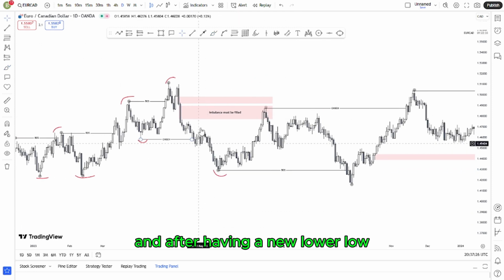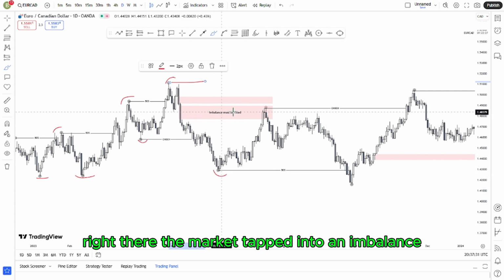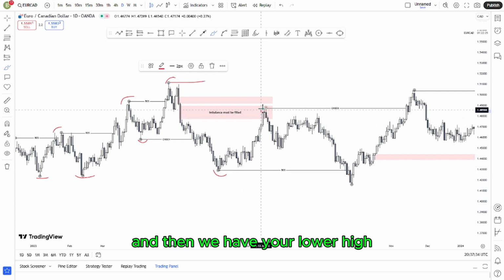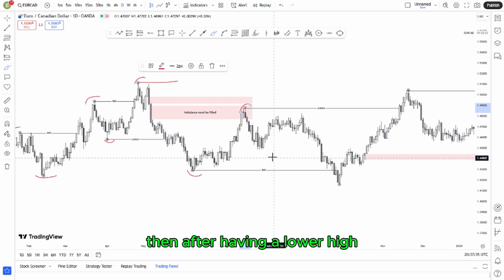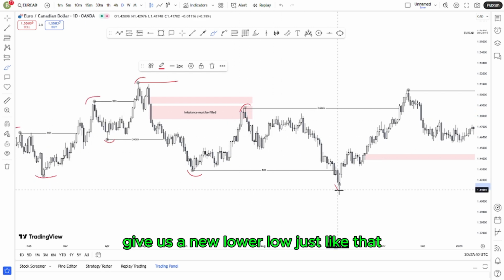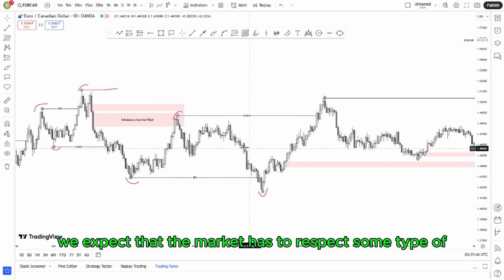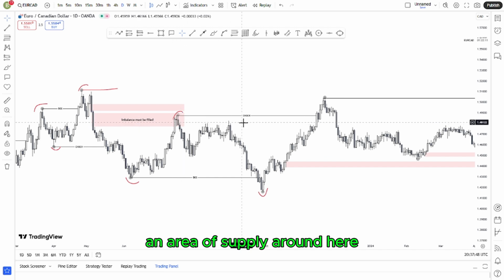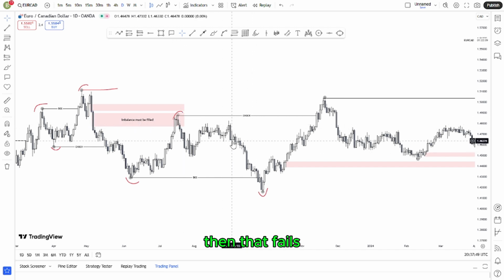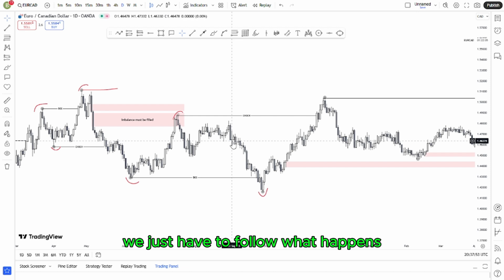Then after having a new lower low, we have a trading range from this high to this low right there. The market tapped into an imbalance, and then we have your lower high. Then after having a lower high, we expect the market to drop to the downside, give us a new lower low just like that. Then after having a lower low, we expect that the market has to respect some type of an area of supply around here. Then that failed just because the market does whatever it wants to do. We just have to follow what happens.